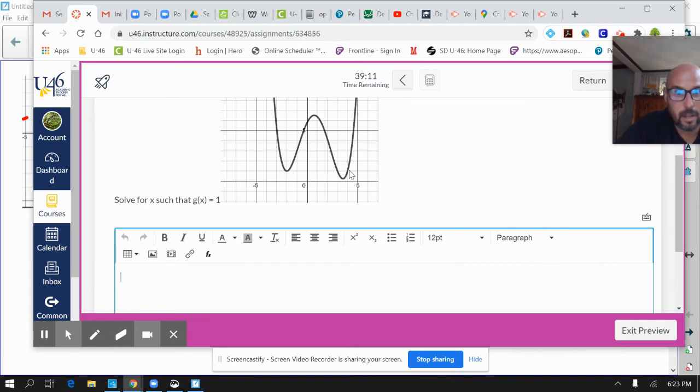here, and here. And those x values are -2, +3, and +4. -2, +3, +4, done, full credit.